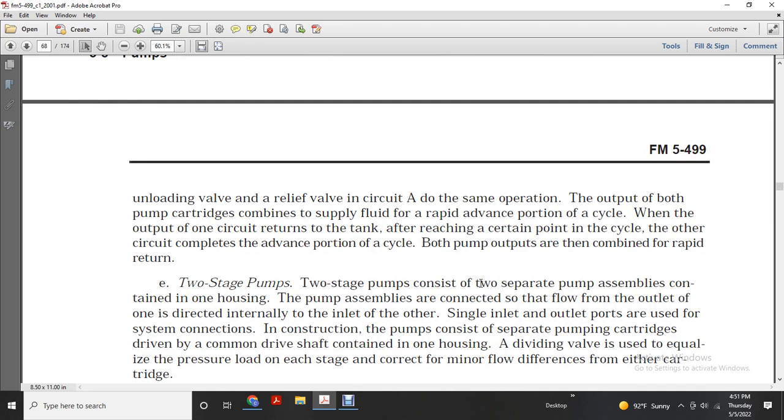Both cartridges are combined to supply fluid with a rapid advance for the first portion of the cycle. The output of one circuit is returned to the tank, and after reaching a certain point of the cycle, the other circuit completes the advance portion of the cycle. But both pump outputs are combined for a rapid return.